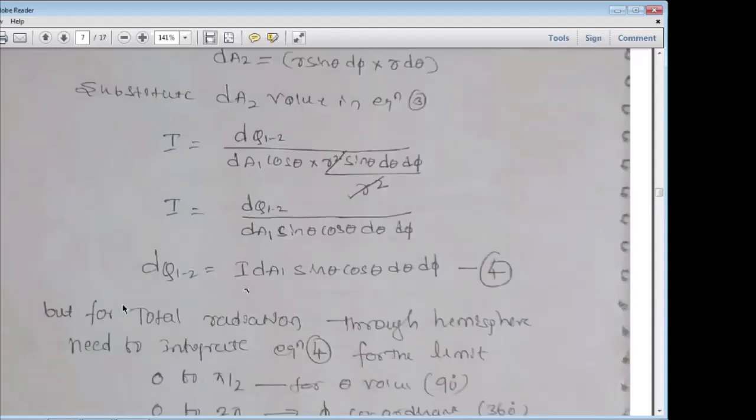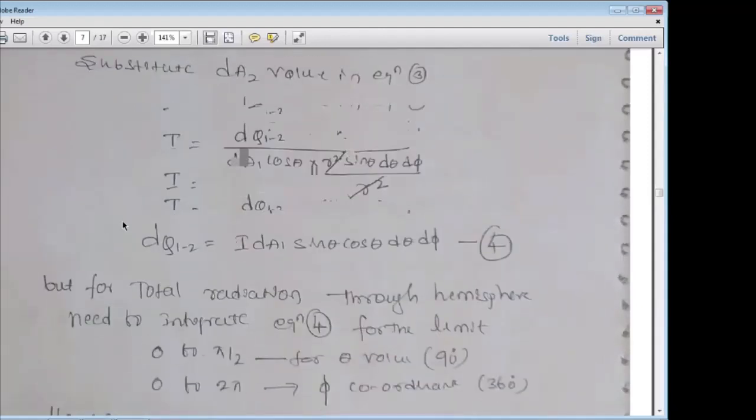But what we want is that this is for the elemental case. dA1 is one element of the black body, and dA2 is one element of the hemispherical surface. So radiation heat transfer is taking place between dA1 and dA2.